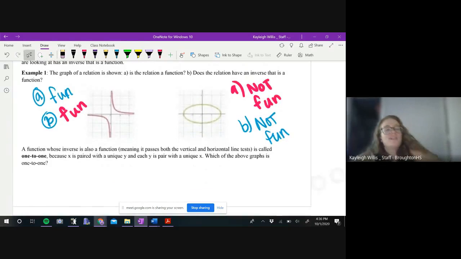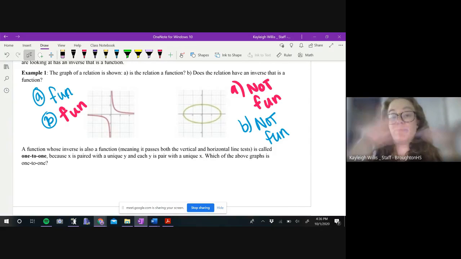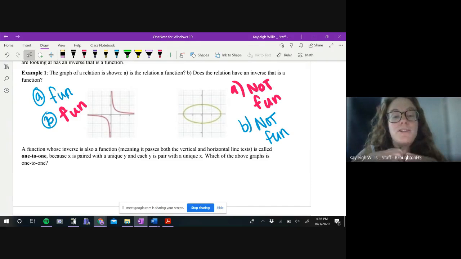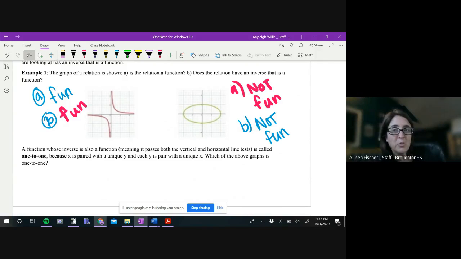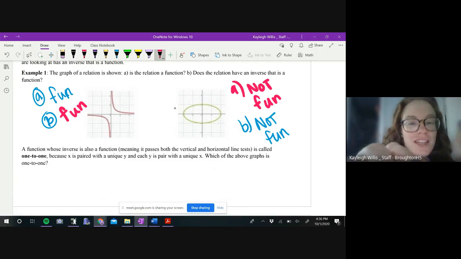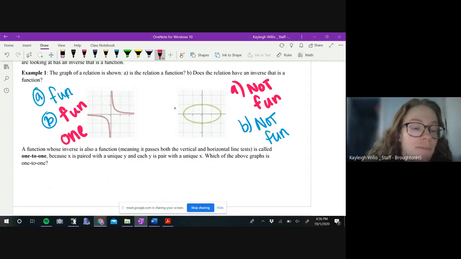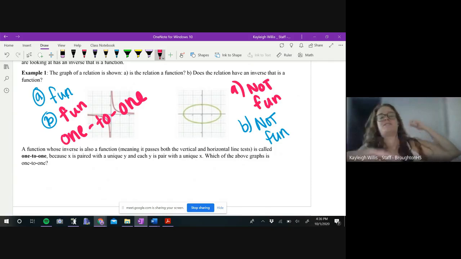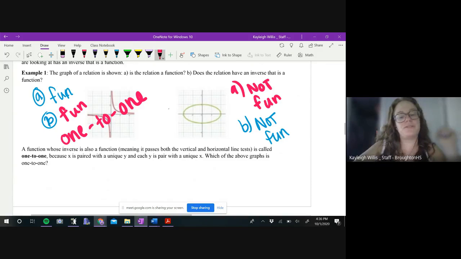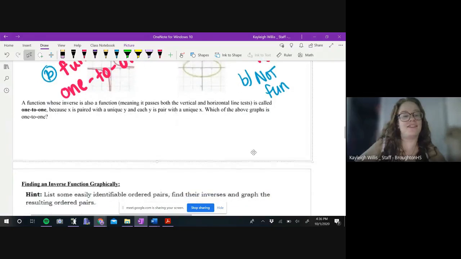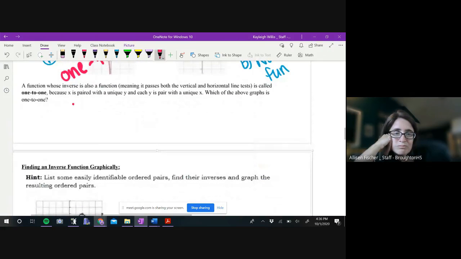All right, so the next question says a function whose inverse is also a function, meaning it passes both tests, is called one-to-one. So which one of these is one-to-one because it passed both? The first one. Yes. So not only is it a function, the inverse is a function, so it is also one-to-one. Does everything have one-to-one? No, remember, they both had to pass. The second one was circles, or an ellipse, I guess. I should have written this here. It was the first graph.